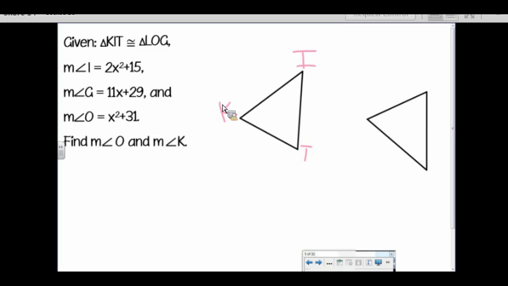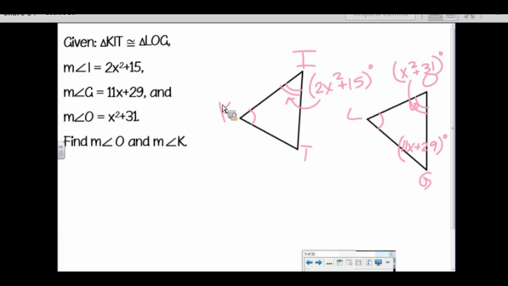KIT is congruent to, let's just do this so I know which one's which, LOG. It doesn't matter where I put these. Now I kind of know which one's matched up because I used my angle markings to mark the corresponding angles. All right, angle I is 2x squared plus 15 degrees. And let's see, angle G, 11x plus 29 degrees. And angle O is x squared plus 31 degrees.